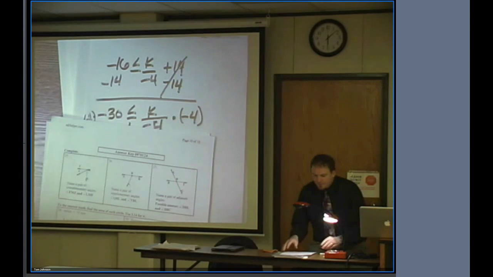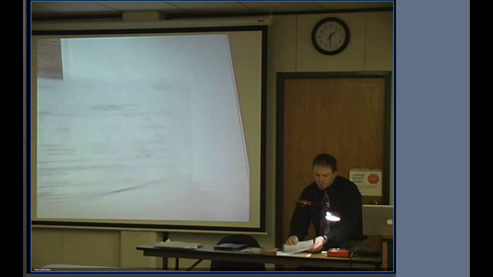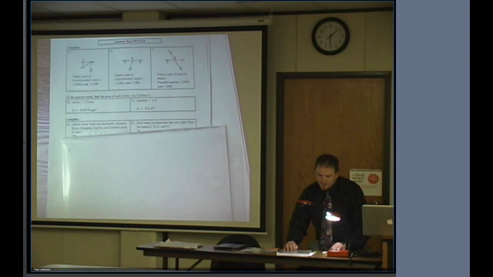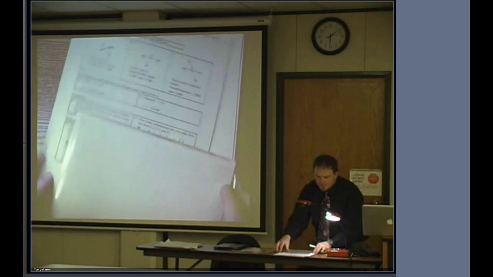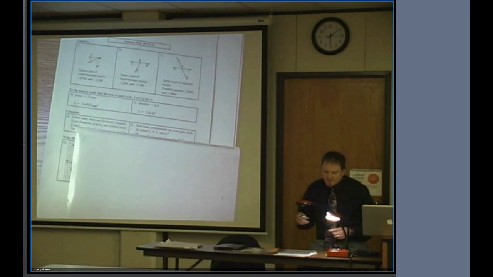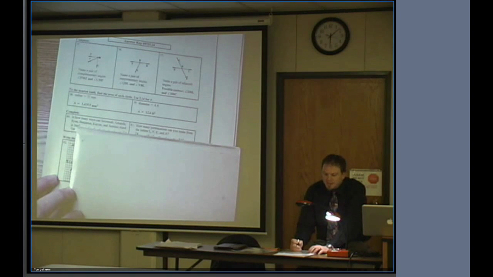Okay, we had 4 questions that are very, very similar. So the very first one that we're going to look at is number 40. And number 40 says, in how many ways can Savannah, Amanda, Ryan, Benjamin, Kaylee, and Jasmine stand in line?